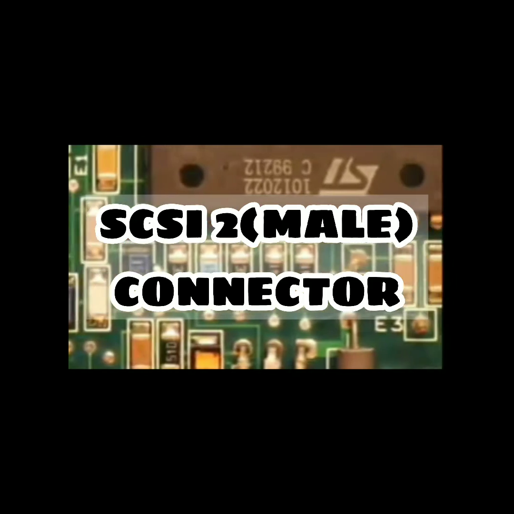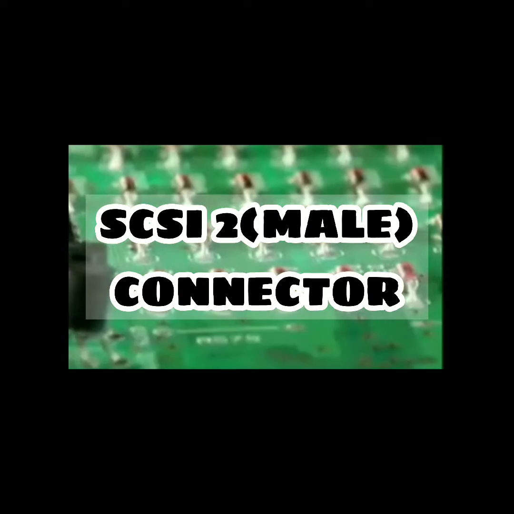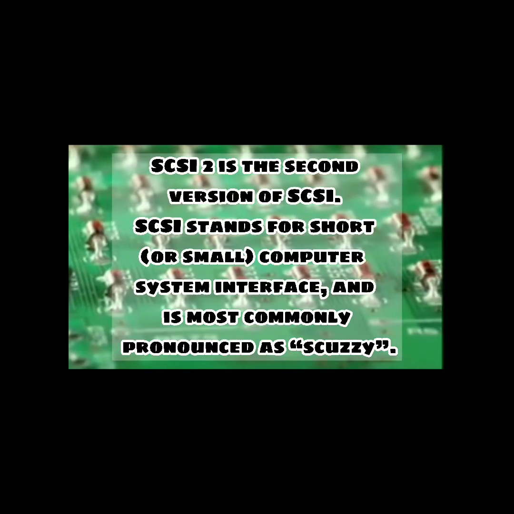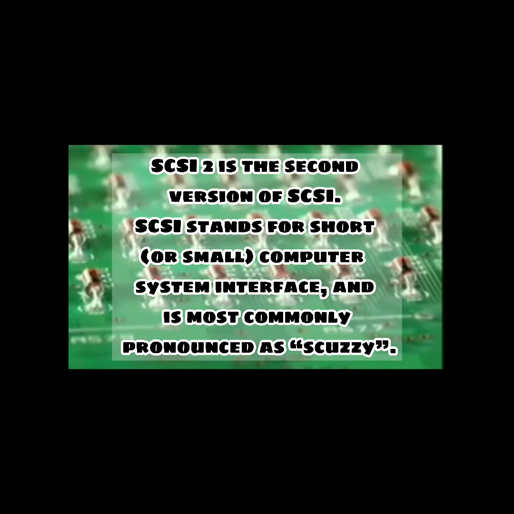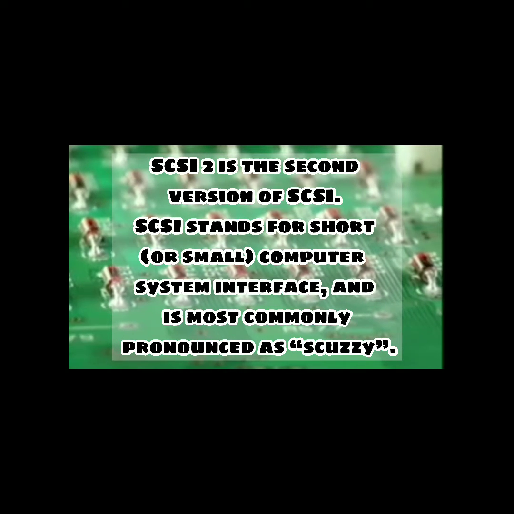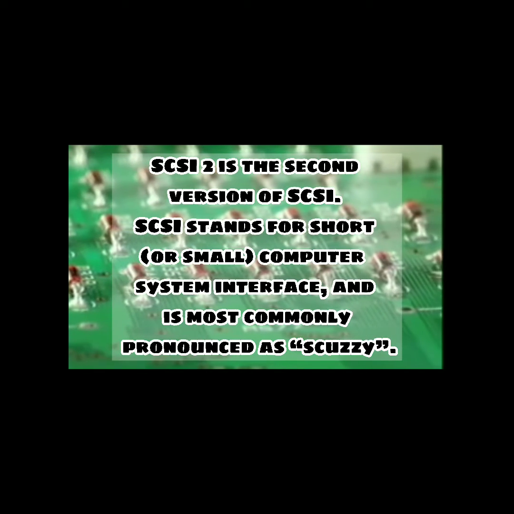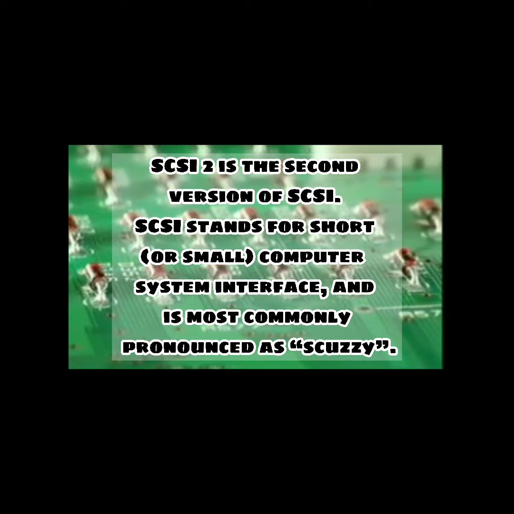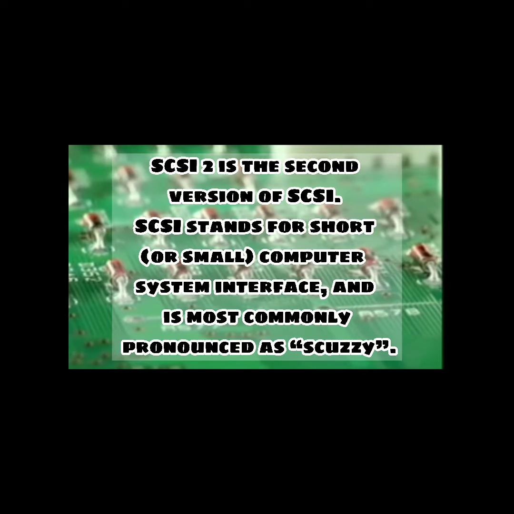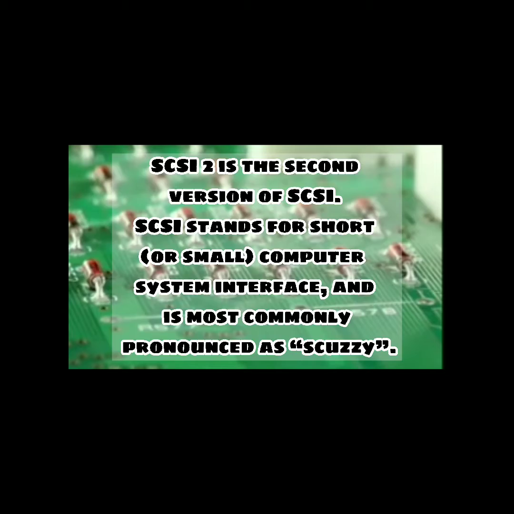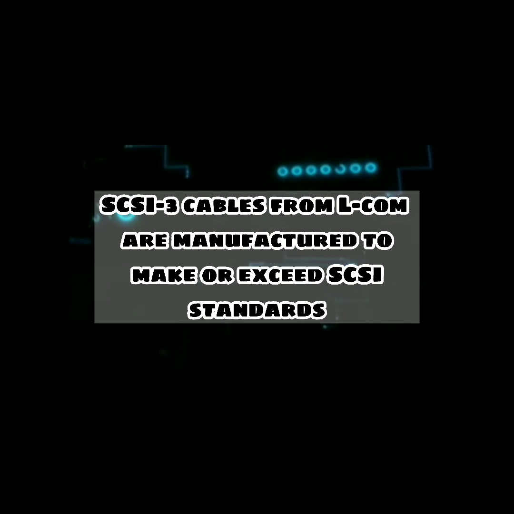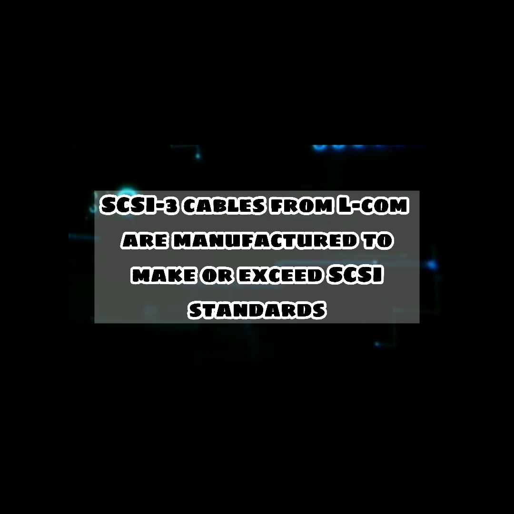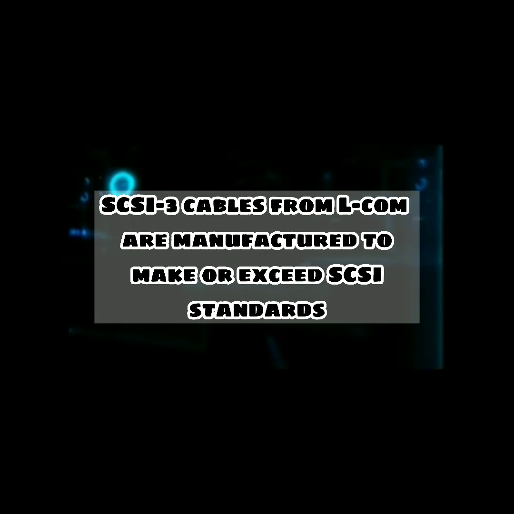Next is the SCSI2 or male connector. SCSI2 is the second version of SCSI. SCSI stands for small computer system interface and is most commonly pronounced "scuzzy." Next is the SCSI3 or male connector. SCSI3 cables from Elcom are manufactured to meet or exceed SCSI standards.